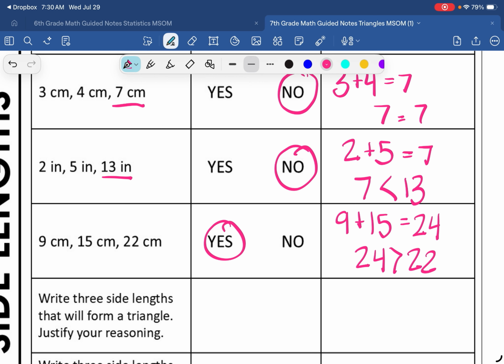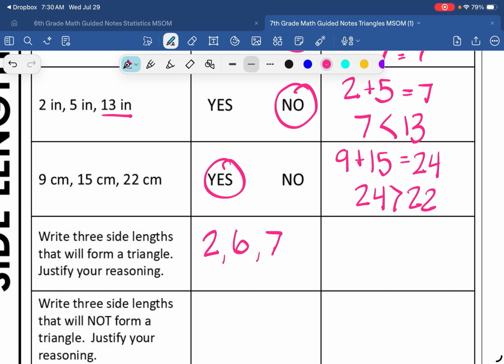Now I need to write 3 side lengths that will form a triangle. Justify your reasoning. Hit pause and write 3 side lengths that will form a triangle. My side lengths that I wrote are 2, 6, and 7. 2 plus 6 is 8, and 8 is greater than my third side of 7.